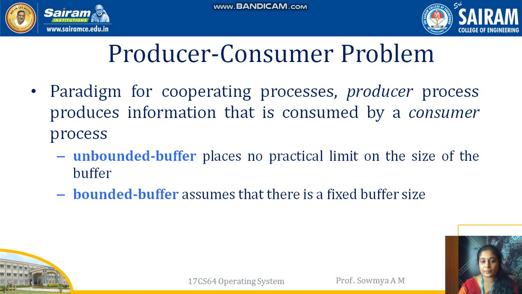The problem is with the bounded buffer, because the buffer size will be fixed. If the producer starts producing more data than the size of the buffer, then data will be lost. If the consumer is consuming the data without the producer's knowledge, then the consumer may not get proper data from the producer. So to solve this, we'll see how the producer consumer problem is solved using a bounded buffer.